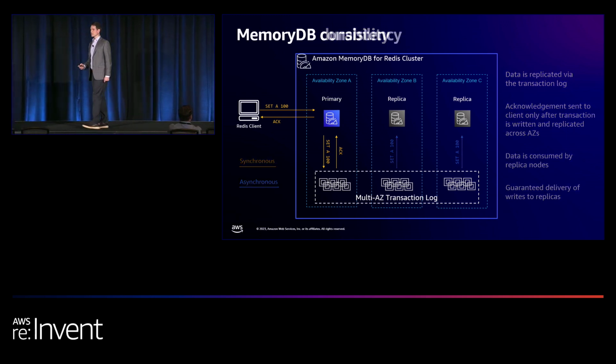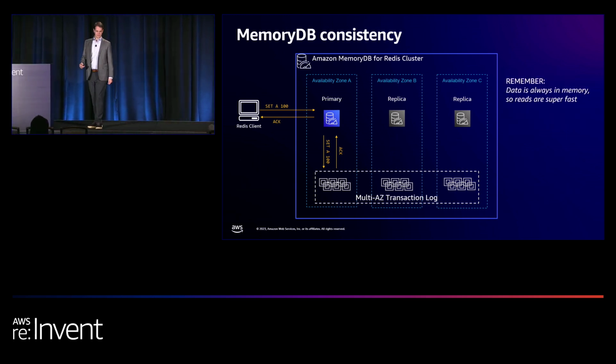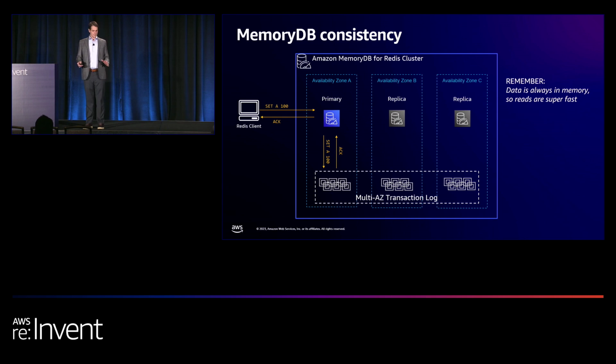Now let's take a look at the consistency semantics. All data is stored in memory, as I mentioned, and we're doing that to optimize for read performance. And on the primary node, you get strong read after write consistency, meaning if your application attempts to read a piece of data on the primary immediately after it's written to, you're guaranteed to get the most up-to-date result.